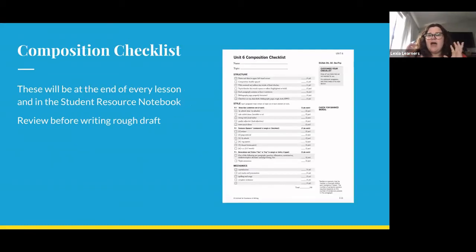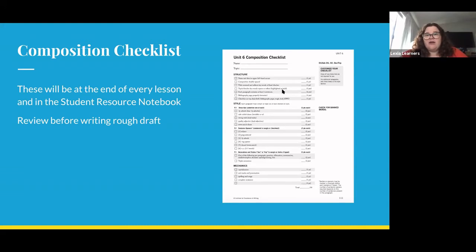All right, so at the end of each section, at the end of each lesson, there's going to be a checklist that looks like this. Makes it very easy to make sure your student has all their pieces of information in their writing. And I give this to them before they even write their rough draft, so that they have an idea of what I'm looking for. You can find blank ones in the student resource notebook. They are at the end of every lesson in the teacher's manual as well. So you can get them either way.